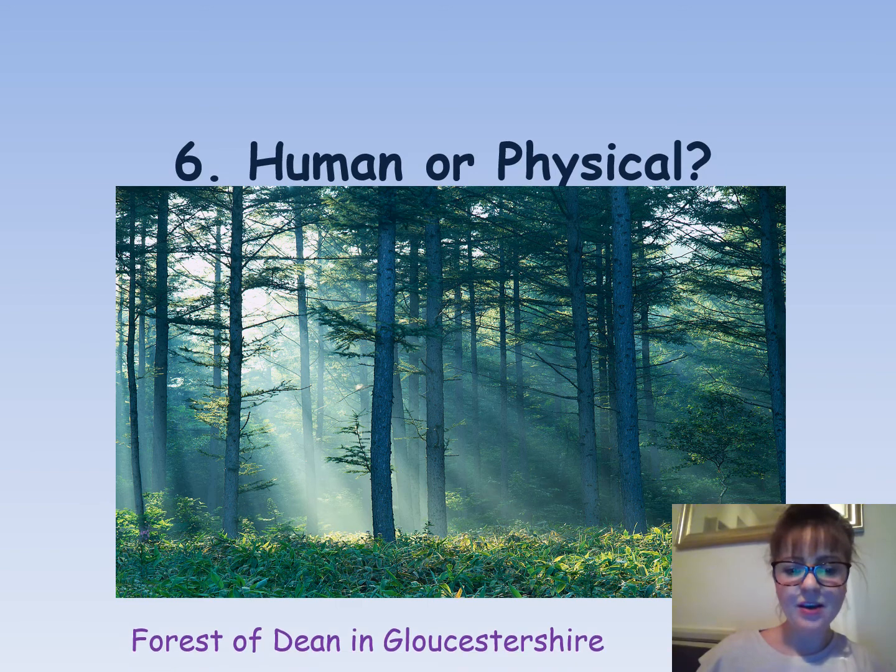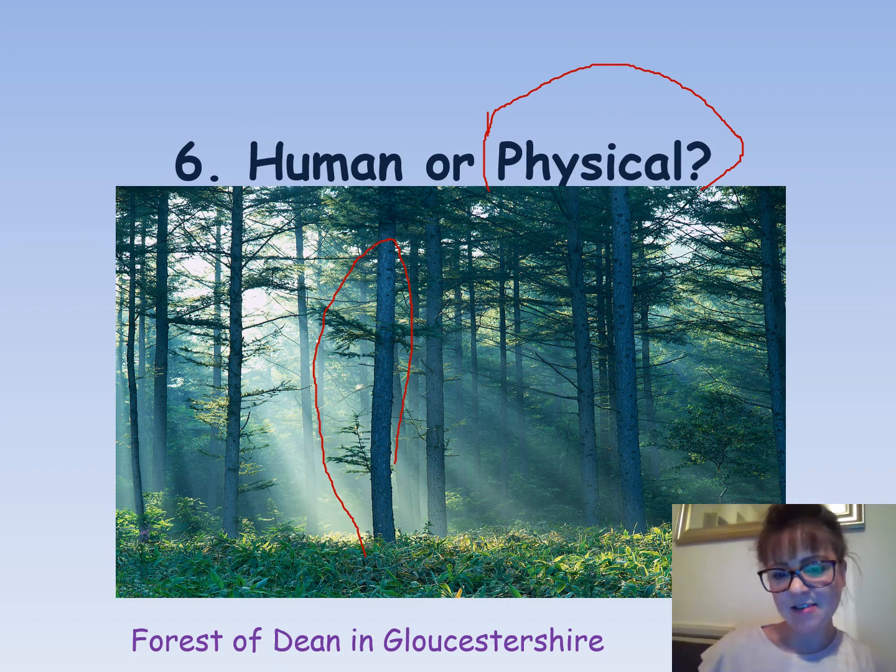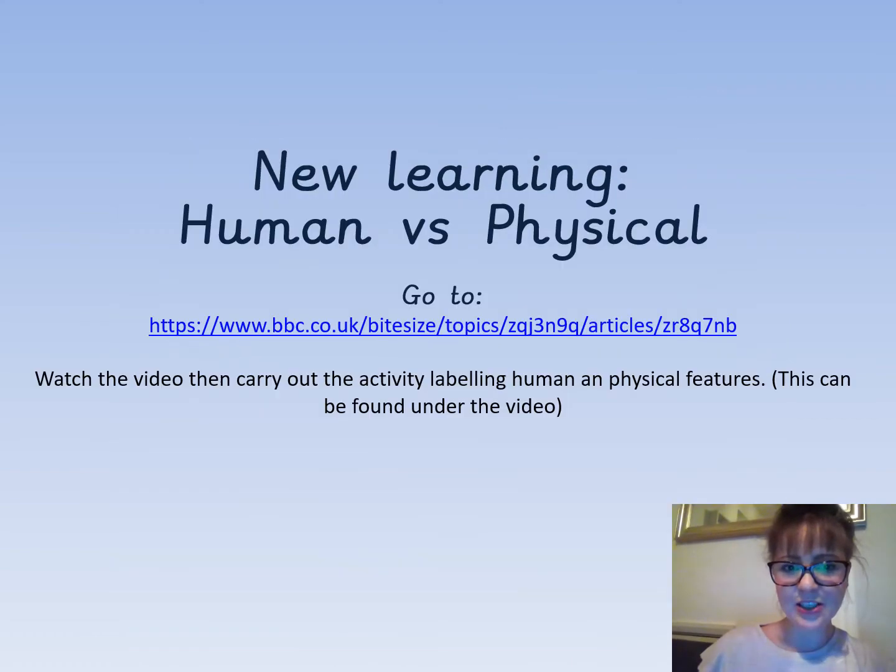Number 6, this is Forest of Dean in Gloucester, one of my favourite places, and you're going to decide if it's human or physical. Write your answer next to your number, pause the video while you do that. And the Forest of Dean is, you were absolutely right, a physical feature. It consists of trees and grass and all natural things. It is not man-made. Without humans, we would still have the Forest of Dean. It is a physical feature.